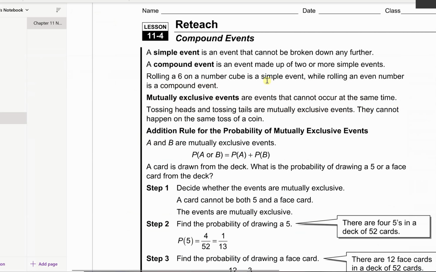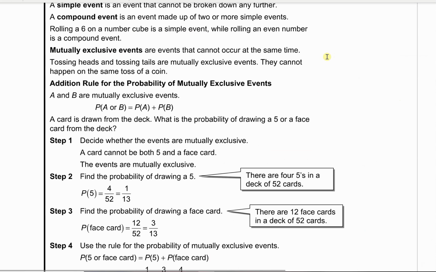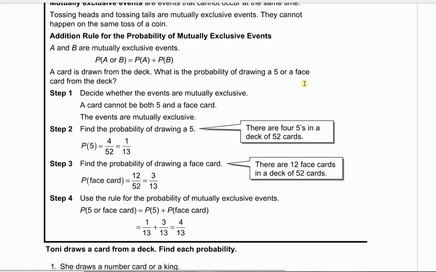So again, this is kind of what we just said. A simple event is an event that cannot be broken down any further, and compound events are made up of two or more simple events. Mutually exclusive events, like we've talked about, are events that cannot happen at the same time. Now, their example is drawing cards from a deck. What's the probability of drawing a 5 or a face card? So we're either going to draw a 5 or a face card.